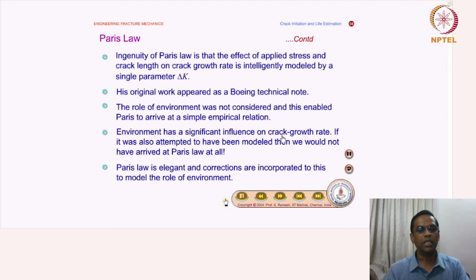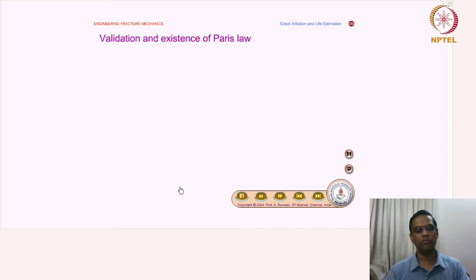Environment has a significant influence on crack growth rate. If it had also been modeled, then we would not have arrived at Paris law at all, because of the kind of significance the environment has. Paris law is elegant, and corrections are incorporated into this model. The role of environment came later, as a development of Paris law.